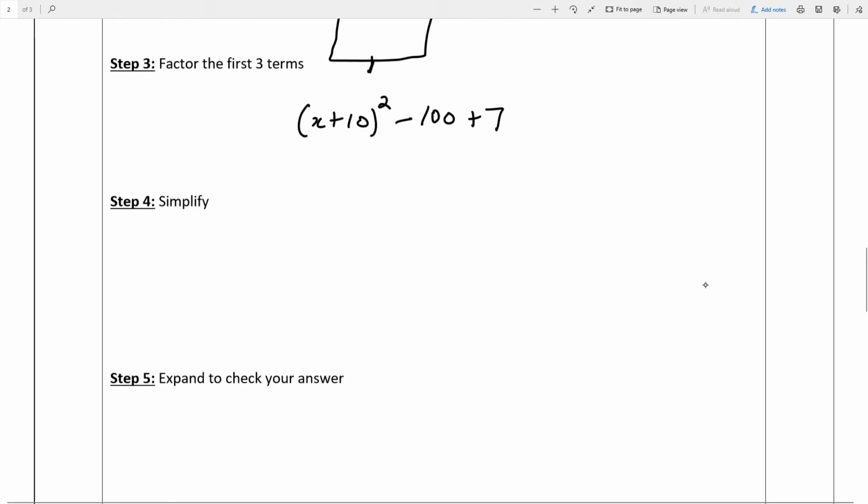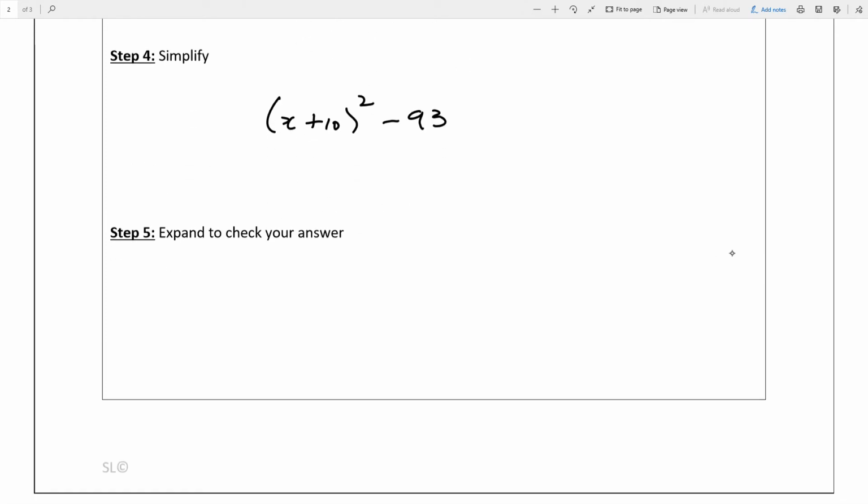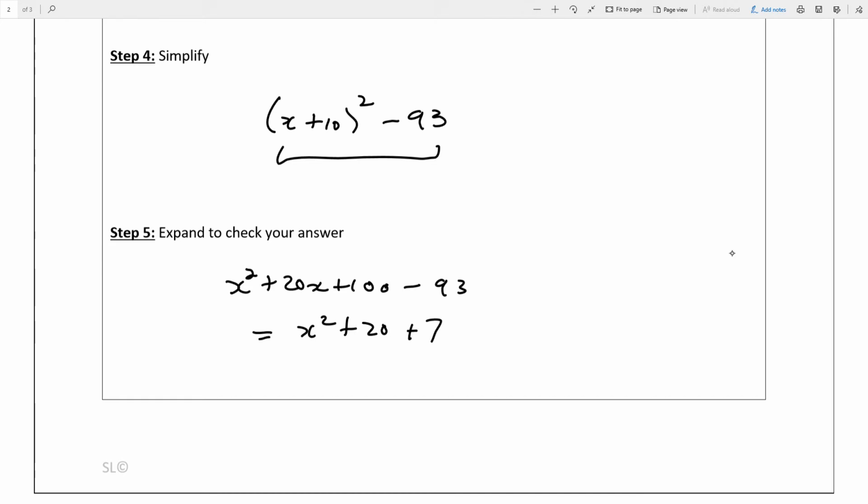We simplify further by adding the negative 100 and 7 together, which is negative 93. And then finally, we're just going to expand this to double check that this form is in fact the same as our original trinomial that we had. So foiling the first factored set, x squared plus 20x plus 100 minus 93, which equals x squared plus 20x plus 7. And this is the original equation that we had. So this must be right.